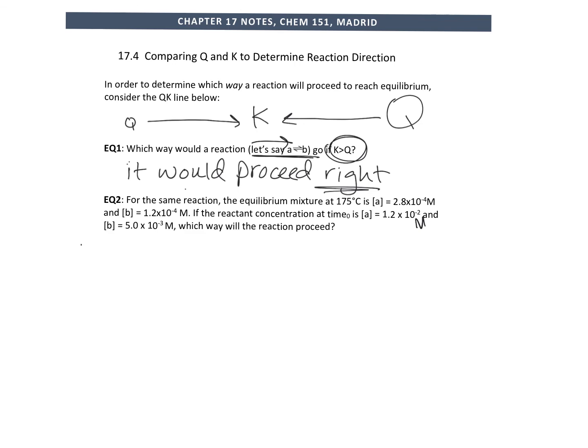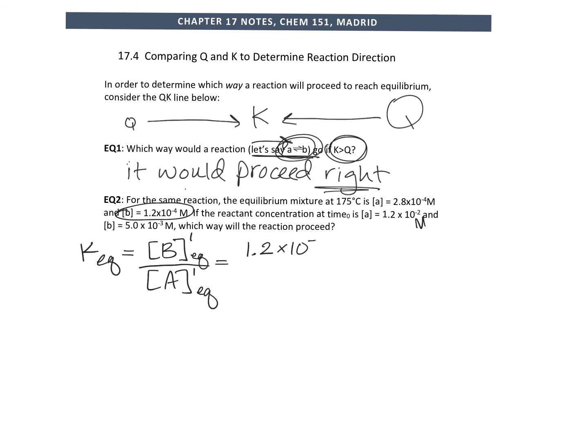So let's start off with evaluating K. So K equilibrium is going to equal, and this is my balanced equation, the concentration of B to the exponent of 1 over the concentration of A to the exponent of 1, all at equilibrium. All right, so using my equilibrium concentrations, I have 1.2 times 10 to the -4. We're not particularly worried about units here since K is unitless. And this is divided by A, which is 2.8 times 10 to the -4.